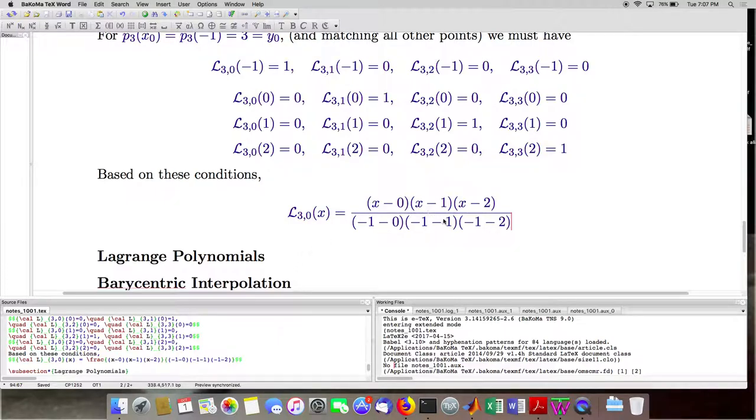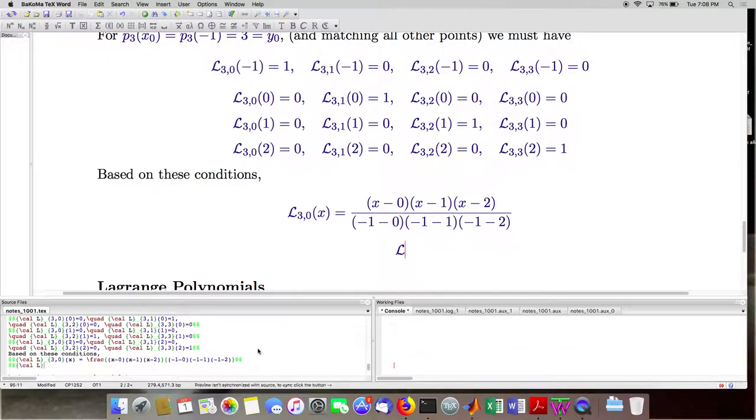So this polynomial now satisfies all the conditions. If you plug in 0, 1, or 2, one of these factors will be 0 and it gets wiped out. If you plug in x equal minus 1, these factors will be the same, they cancel. Let's try this with the next one.